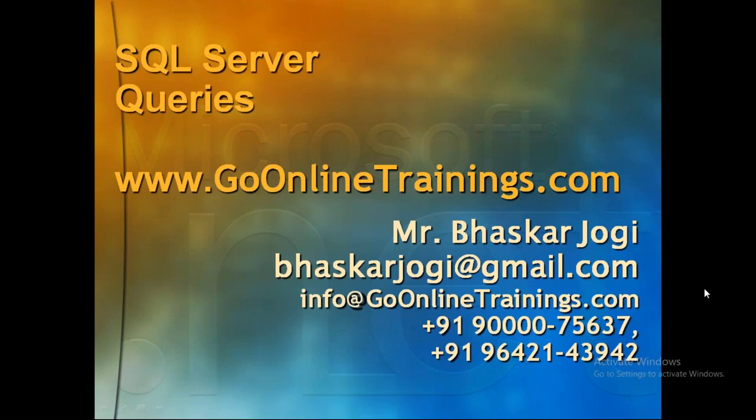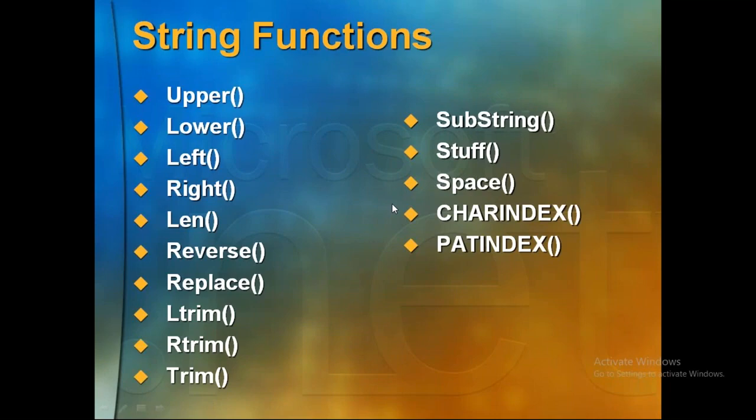So, yesterday we had seen how to use joins and like operator and coalesce function and how to use isNull function, all of them. So, today let us understand one more important concept, how to use string functions. We have upper, lower, left, right, length, reverse, replace, ltrim, rtrim, trim, substring, stuff, space, char index, and pat index. These are very important functions, and these can be used very easily. So let me have these functions today.